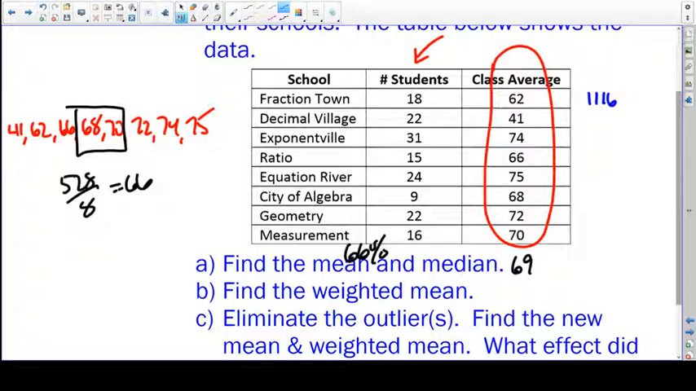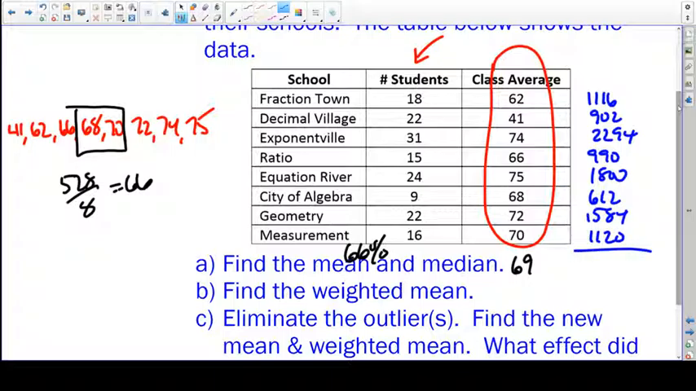1,116. 22 times 41 is 902. 31 times 74 is 2,294. 15 times 66 will be 990. 24 times 75 is 1,800. 9 times 68 is 612. 22 times 72 is 1,584. 16 times 70 is 1,120.